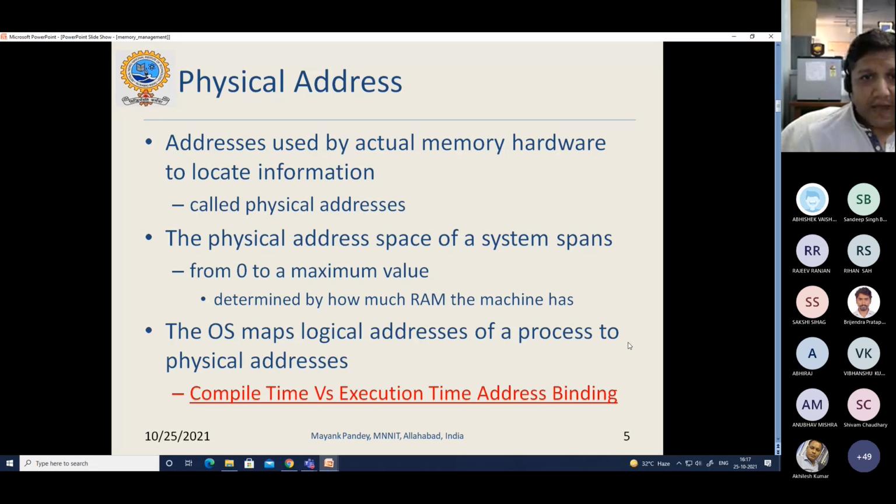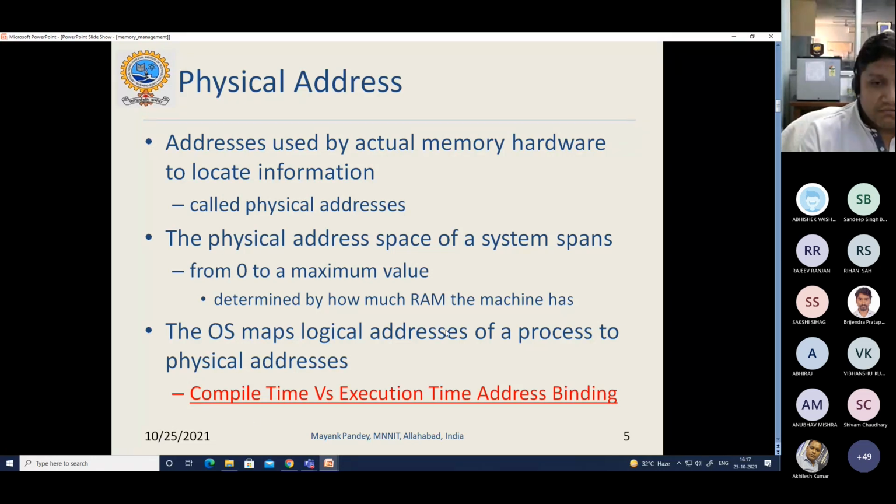Physical address: addresses used by the actual memory hardware to locate information are called physical addresses. The physical address space of the system spans from 0 to some maximum value determined by how much RAM the machine has. So if it has 8 GB of RAM, then it spans from 0 to 8 GB.